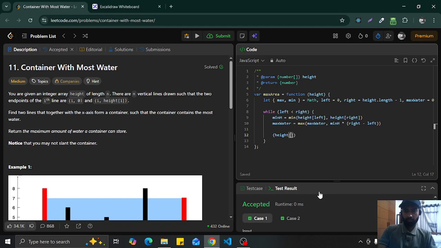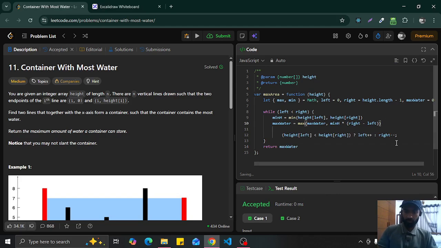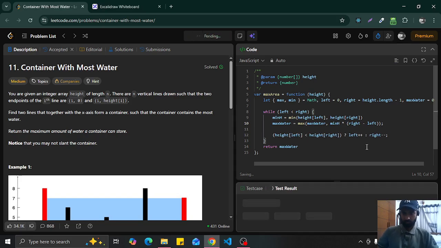Again, if height of left less than height of right, update left pointer, otherwise update right pointer. Return max water. Okay, need a semicolon here. Yeah, let's see if this works. It does. Let's submit this one.